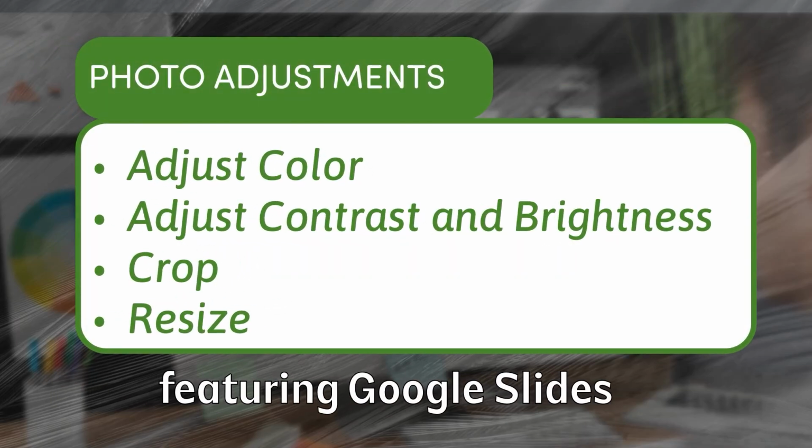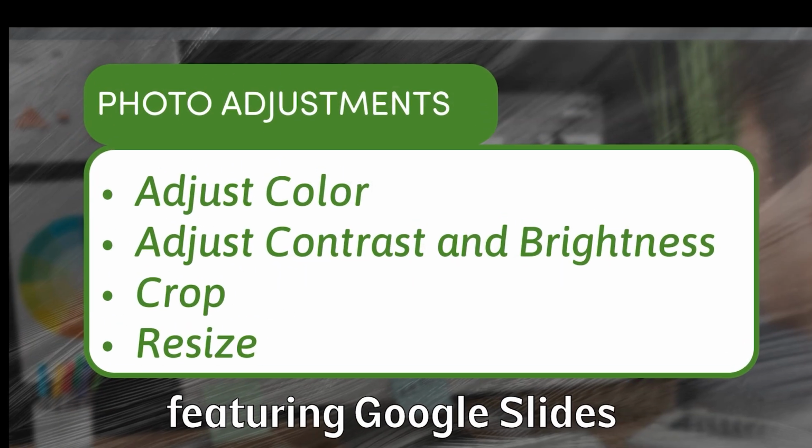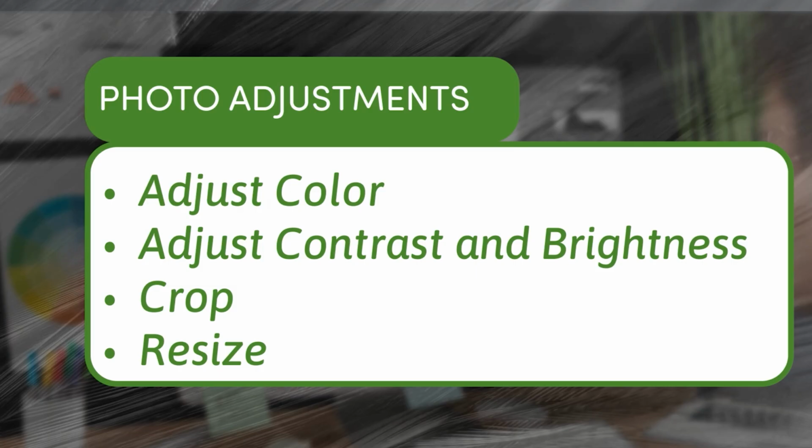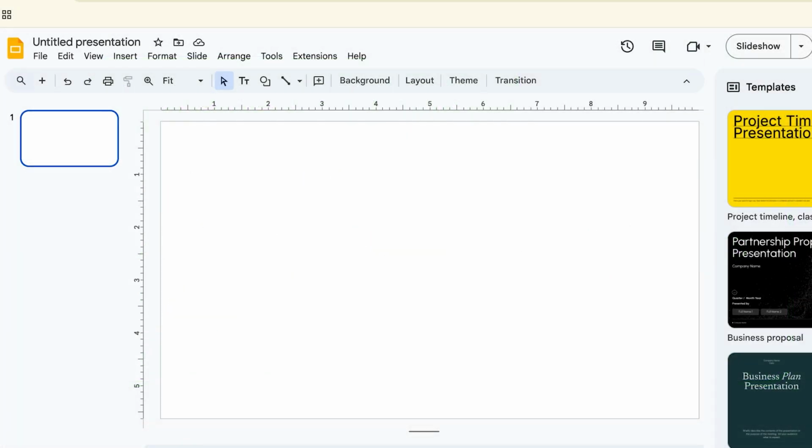So when you're manipulating photos, there's often four main things that you would need to do. That's adjusting the color, adjusting the contrast and brightness, crop, and resizing. I'm not sure that most people would think of Google Slides as a place to manipulate photos, but there are some functions over here that we could use if you're in a pinch and need to quickly resize an image, maybe do some basic adjustments.